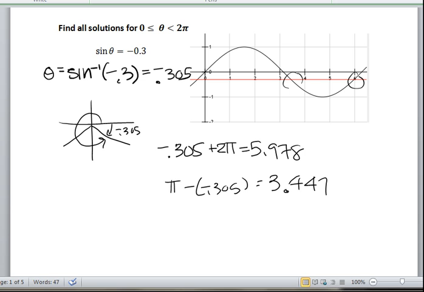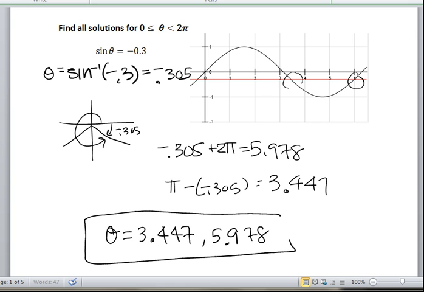So theta is equal to 3.447 or 5.978. Alright, so hang on to these two numbers. We're going to revisit variations of this equation in the next couple of examples.